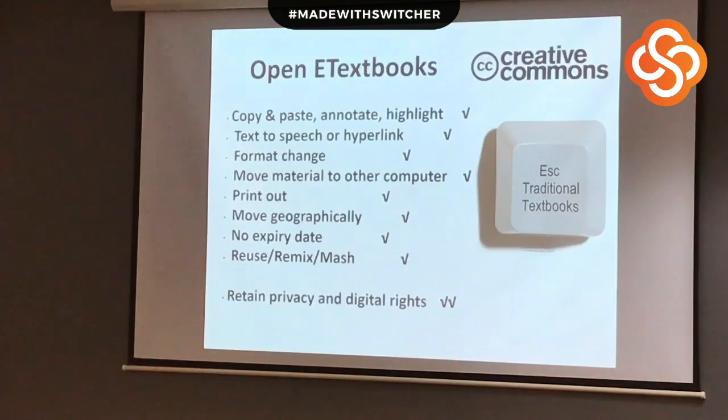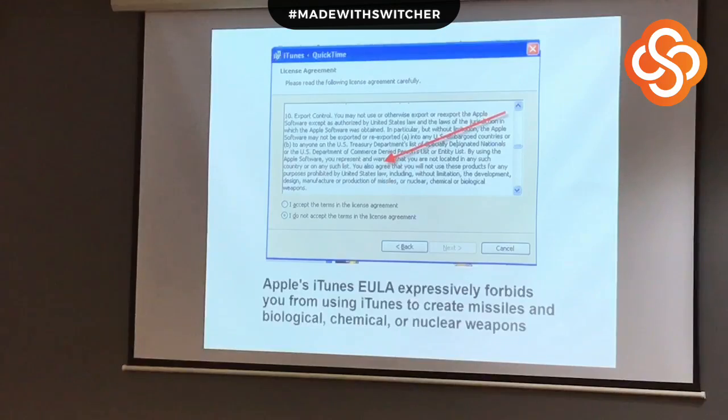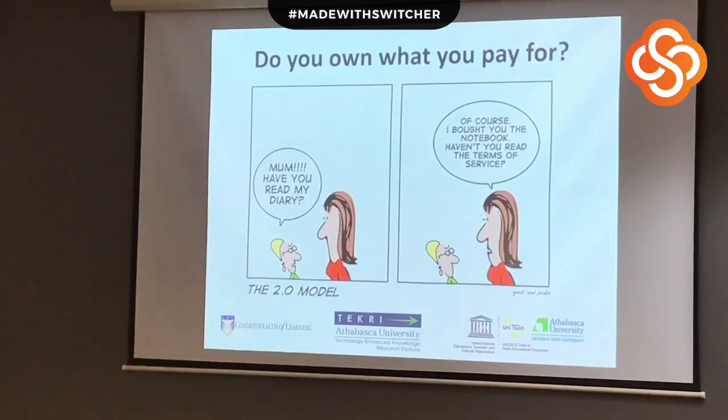So what's the answer? Go open. Leave them with all their restrictive commercial content and digital locks and everything, and go open. With open, you can do whatever you want and you don't have to deal with all of that nonsense. I believe openness is essential for e-learning implementations. And here's one: you've agreed in the license that you can't make a nuclear weapon. That's in your iPhone license. So we've come to a stage now, do you own what you pay for?